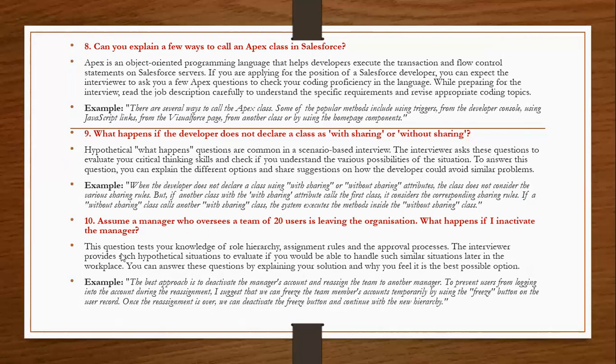For example, when a developer does not declare the class using the with sharing or without sharing attribute, the class does not consider the sharing rules. But if another class with the sharing attribute calls the first class, the corresponding sharing rules are considered. If a without sharing class is called from another with sharing class, the system executes the methods inside without the sharing rules.